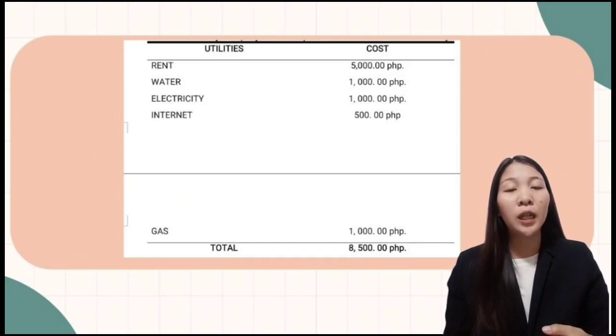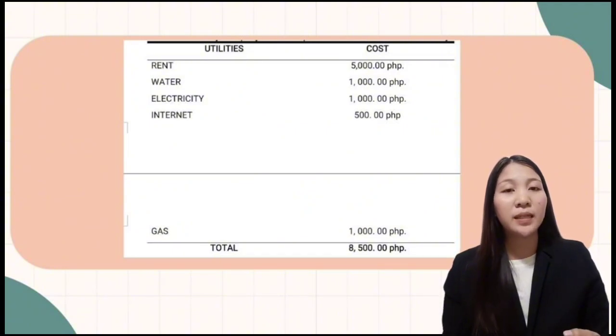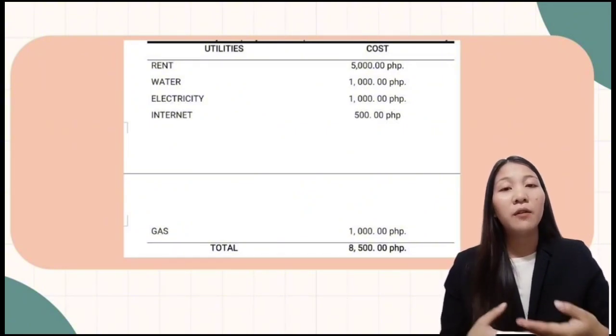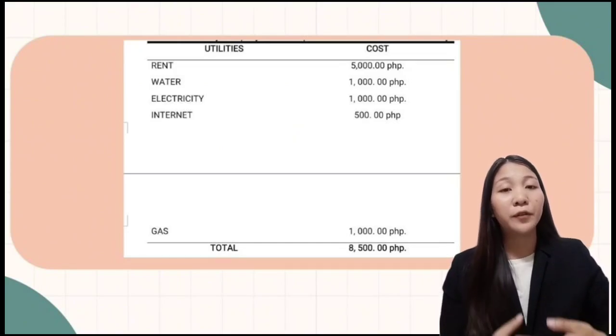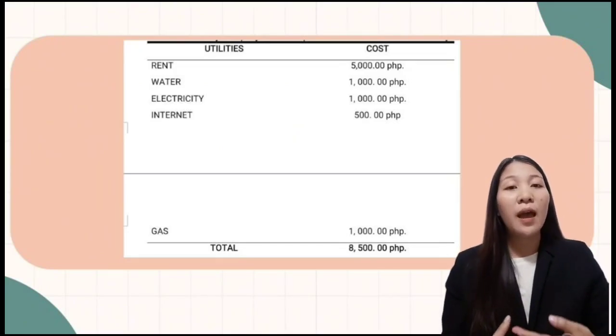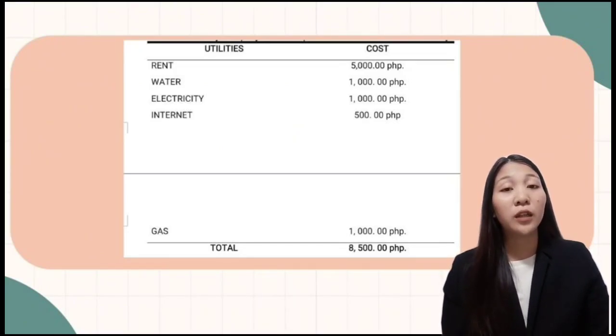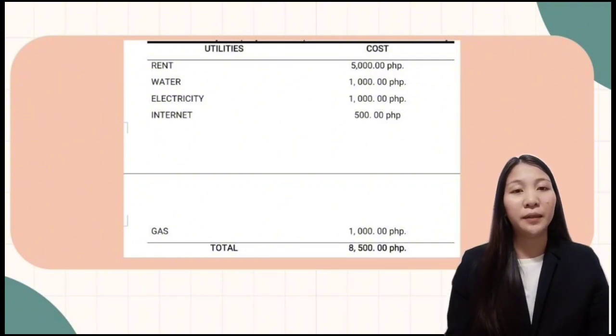For example, the cost of the rent per month is 5,000, for the water 1,000, for the electricity 1,000, for the internet 500, and for the gas is 1,000 for the total of 8,500.